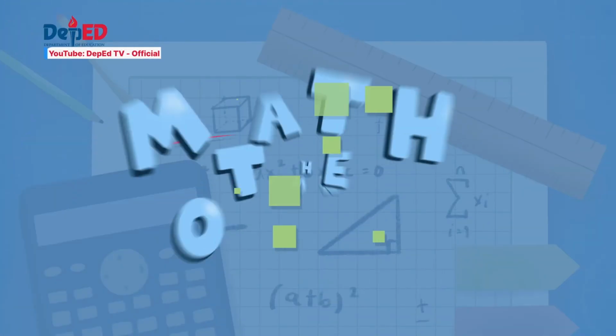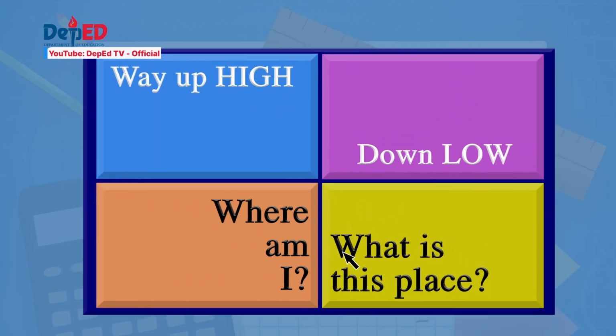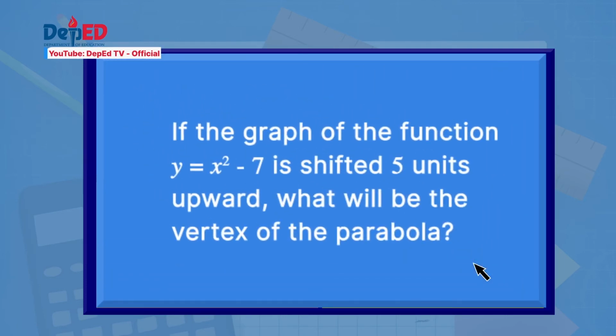Ready your paper and pen. It's Math the Moment. You have 30 seconds to answer each of the following questions. If the graph of the function y equals x squared minus 7 is shifted 5 units upward, what will be the vertex of the parabola?